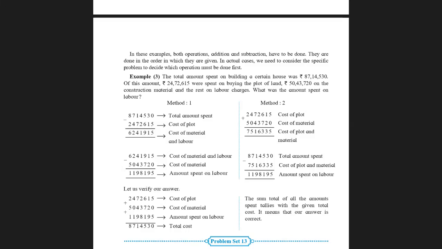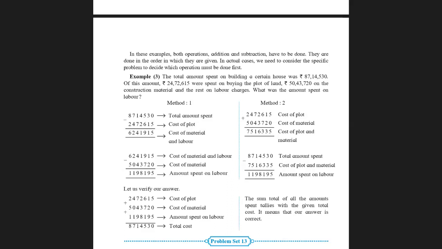11,98,195. How do I verify the answer? I add up the cost of the plot, the amount spent on the cost of material, and the amount spent on labor. If I add all these three amounts, what should I get? I should get the amount spent on building the house, and it has come correct. So that means what I've done is correct.